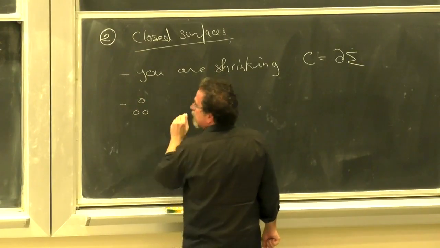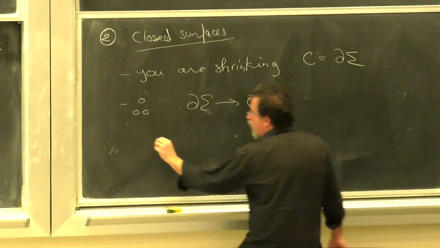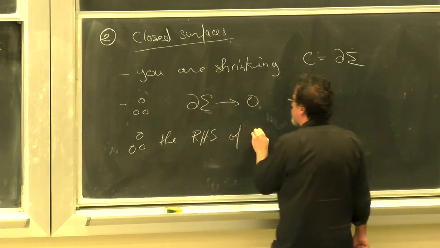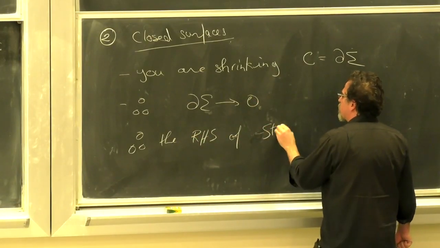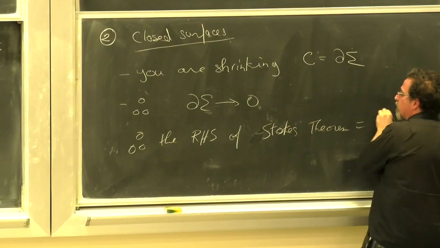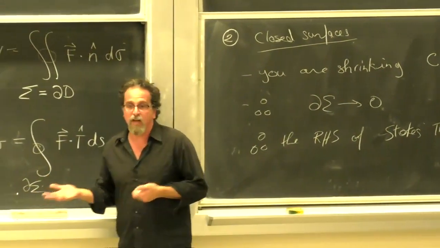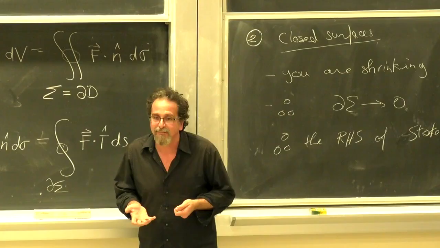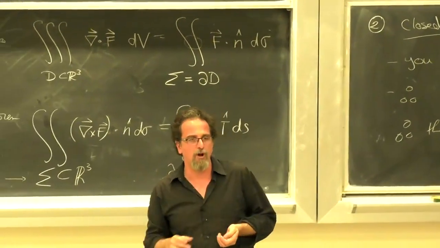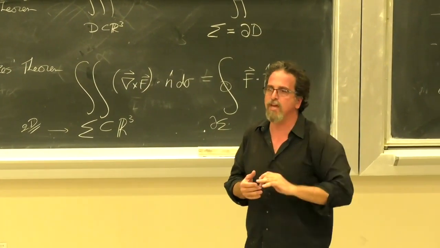Therefore, the boundary of sigma goes to 0. Therefore, the right-hand side of Stokes' theorem is equal to 0 for a closed surface. A closed surface has no boundary. This was the argument, well, it was never really an argument, but this is the apocryphal argument of the time of the explorers: will we go over the edge of the world?